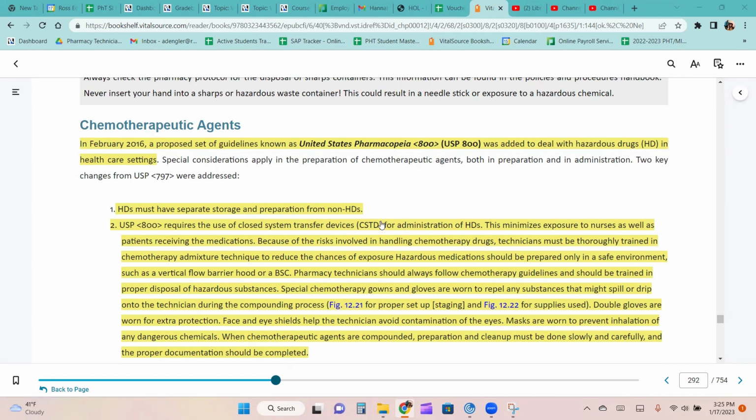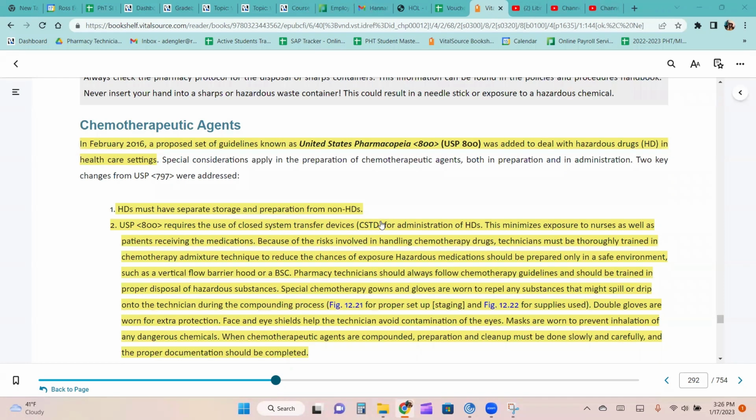Because of the risks involved in handling chemotherapies, technicians must be thoroughly trained in chemotherapeutic admixture technique to reduce the chances of exposure to hazardous medications. Pharmacy technicians should always follow chemotherapy guidelines and should be trained in proper disposal of hazardous substances. Special chemotherapy gowns and gloves are worn to repel any substance that might spill or drip onto the technician during the compounding process. Double gloves are worn for extra protection. Face and eye shields help the technician avoid contamination of the eyes. Masks are worn to prevent inhalation of any dangerous chemical.